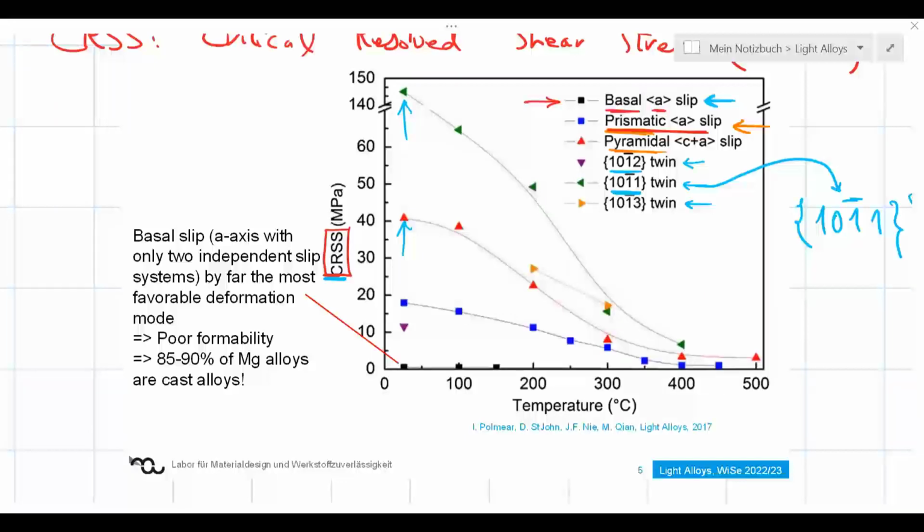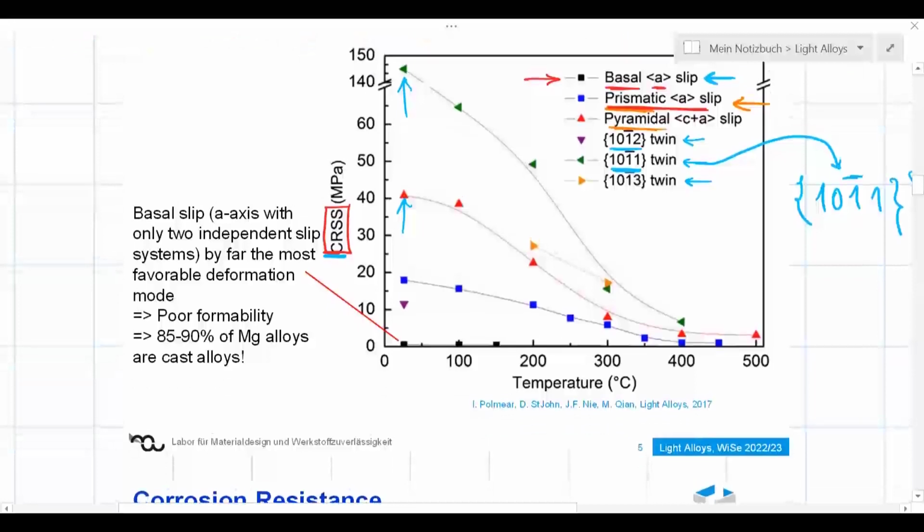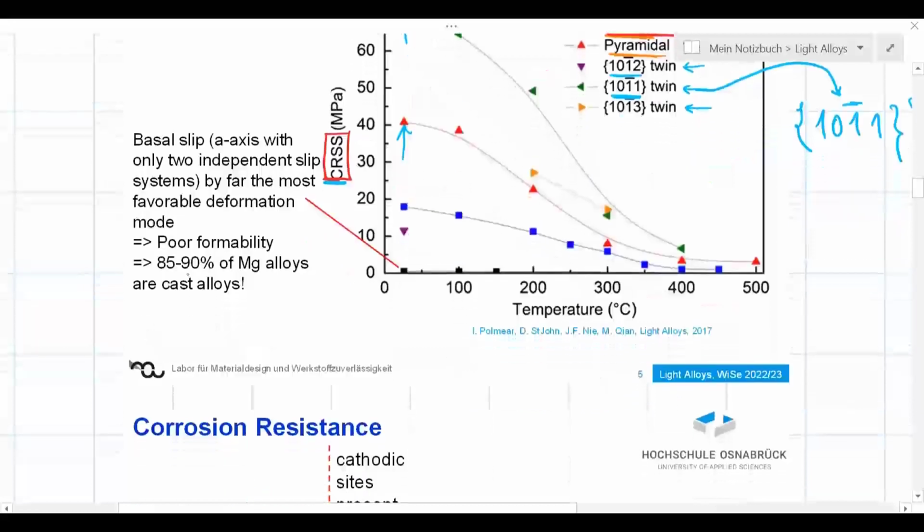As I mentioned, we could do measures like grain refinement in order to get a better ductility with magnesium alloys, but that makes it necessary to get a wrought magnesium alloy. A lot of magnesium alloys are cast alloys, the majority of them, and we have no chance to do grain refinement. Good.